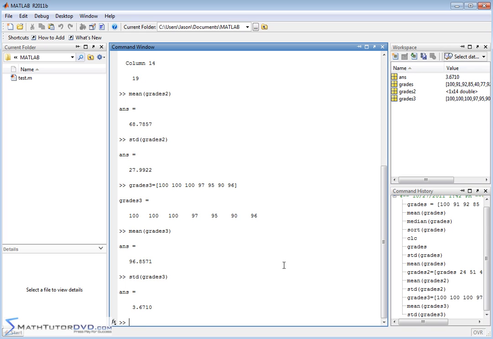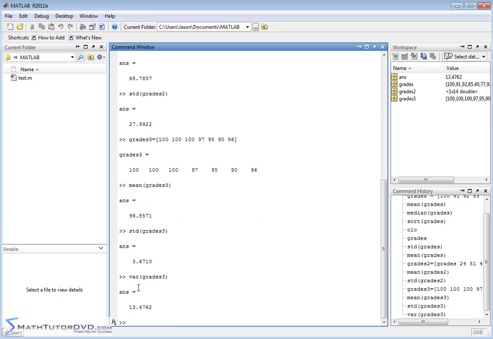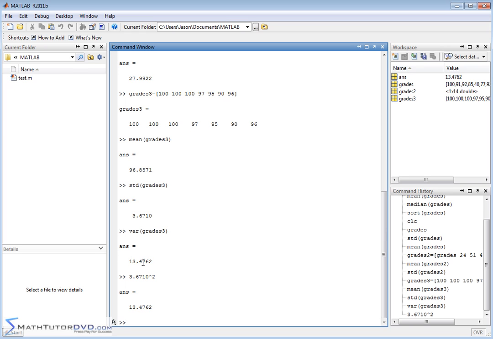And finally, I'll close out by saying the standard deviation is super important in statistics. Sometimes you might want to calculate the variance. So let's calculate the variance of grades 3. And you do that with the VAR command. And the variance is 13. And for those of you who have taken statistics, you'll know that the variance is simply the standard deviation squared. So if you actually take this 3.6710 and square it, you're going to get the variance there.